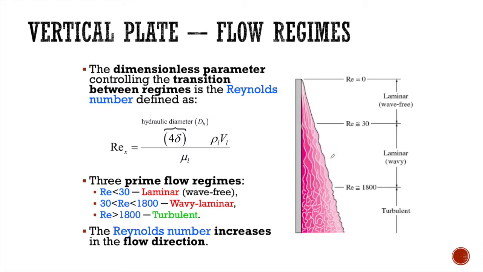Okay, for the vertical plate flow regimes, the Reynolds number is the hydraulic diameter dh, rho liquid, V liquid over mu liquid. So you don't have to worry about the Reynolds number equation, because in this case we have laminar wave-free, laminar wavy, and turbulent flow. You don't need to remember this equation, as each of these regions will have its own Reynolds number equation.